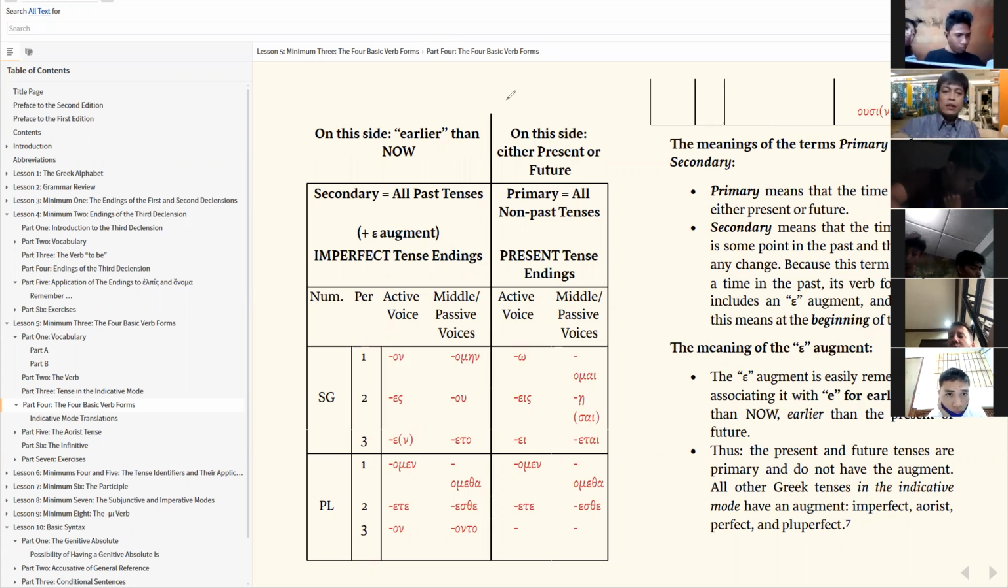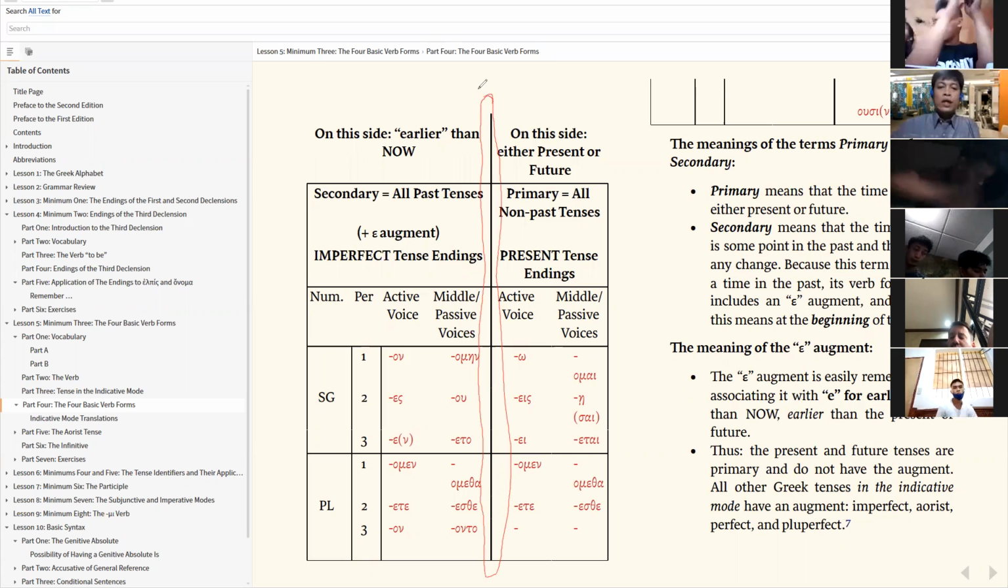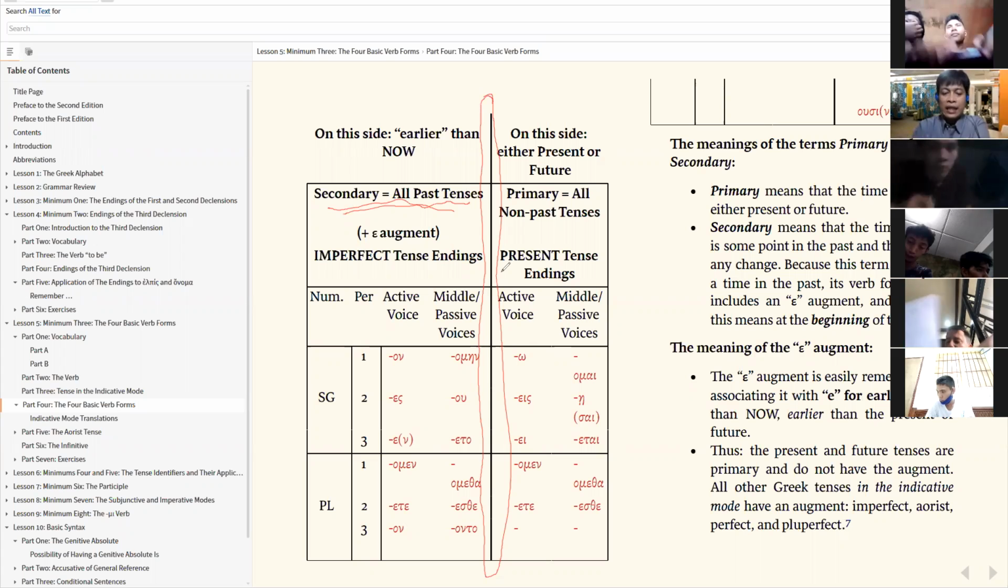So again, this is your now, right? Actions that happen before the now will take secondary endings, all past tenses. All the actions that happen in the now take the non-past tense endings. So you have imperfect tense endings. Take note, the imperfect tense endings will always have the epsilon augment.